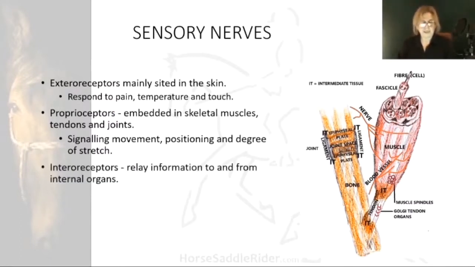Interoceptors relay information to and from internal organs. So if I'm feeling a little cold at the moment, I may have got that information from the interoceptors within my body and basically stimulating me to go and warm up. I might start shivering, which is an autonomic activity. I wouldn't be able to decide whether I should shiver or not.